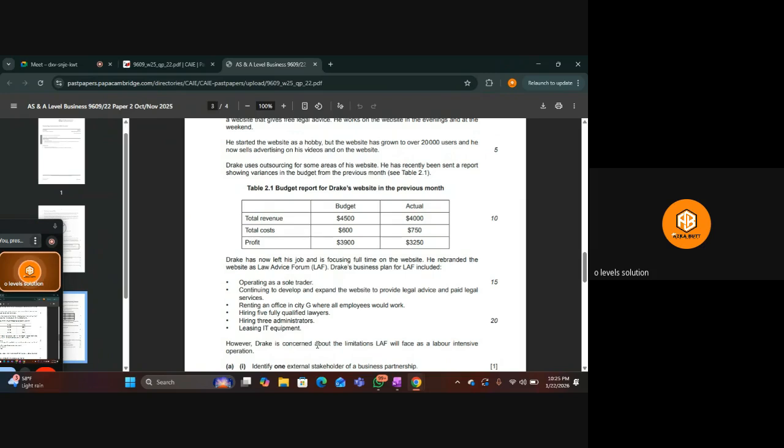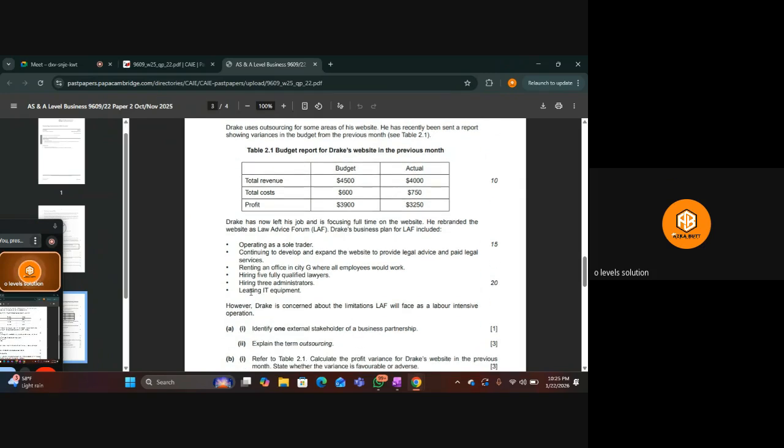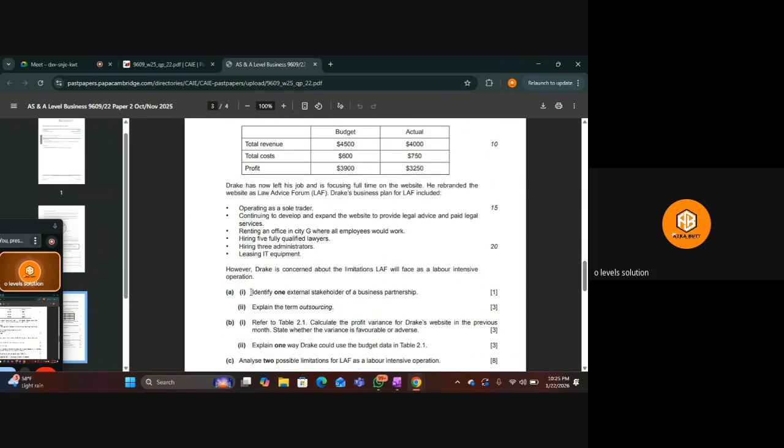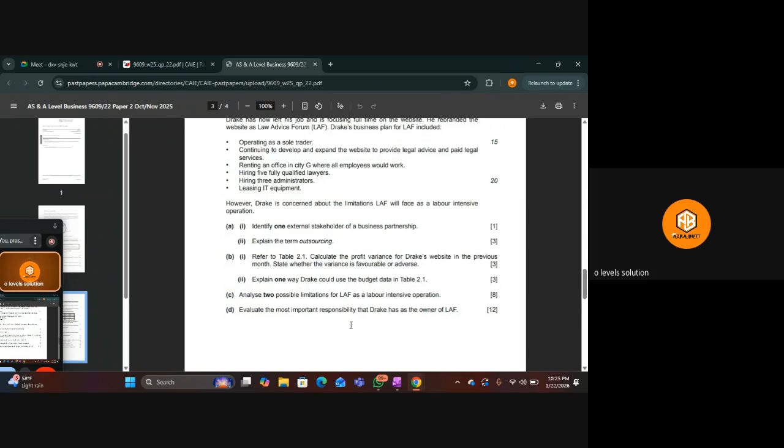However, Drake is concerned about the limitations LAF will face as a labor intensive operation. Of course, this is properly labor intensive. He is not using any kind of machinery. But yes, this is the nature of the work as well, because his business nature is he has to employ more labor. But yeah, he is also concerned about the limitations.